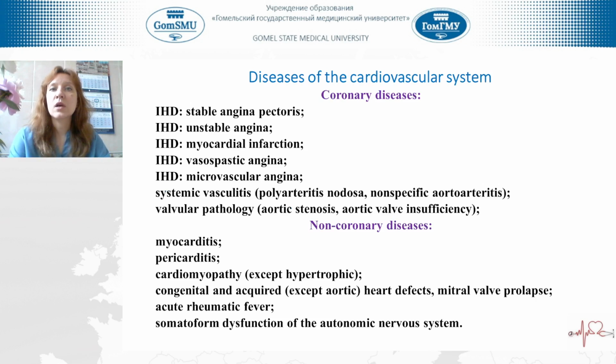Now, diseases of the cardiovascular system, coronary reasons. Ischemic heart disease: it can be stable angina pectoris, unstable angina, myocardial infarction, vasospastic angina, microvascular angina, or systemic vasculitis, periarteritis nodosa, non-specific aortoarteritis. Valvular pathology: aortic stenosis, aortic valvular insufficiency. So all of these involve the coronary vessels.